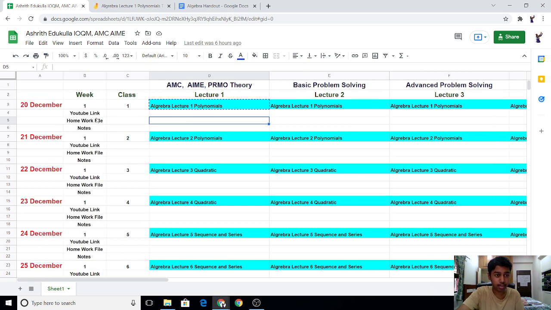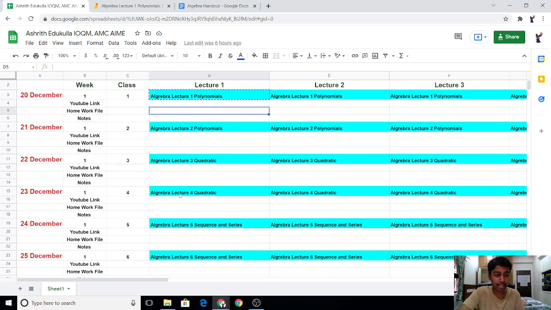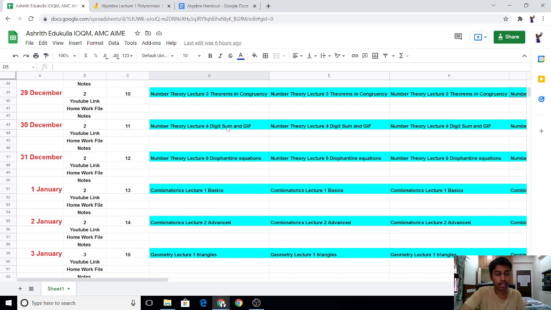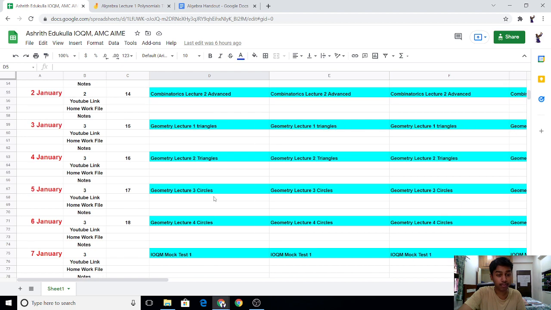So you can see you have 8 classes of algebra, 2 of polynomial, 2 of quadratic, 2 of sequence and series, 1 of inequality. Sorry, 7 classes of algebra, then 5 classes of number theory, and then 2 classes of combinatorics and 4 classes of geometry. And we are also giving 2 mock tests.